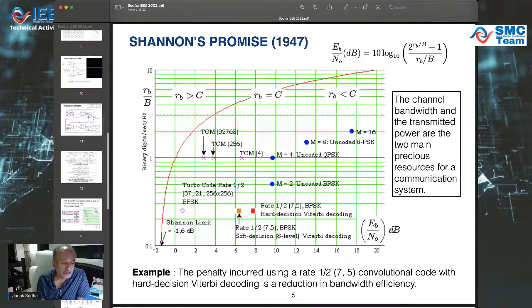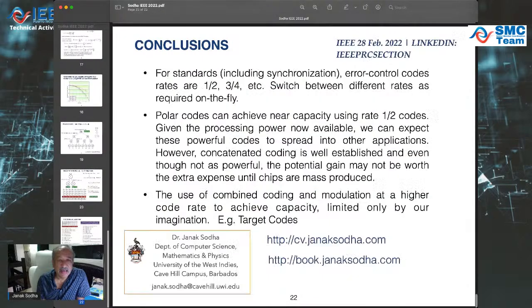And so what I'm trying to say in this last slide is that for standards, which include synchronization, error control codes have found themselves becoming rate half, rate three quarters. And what we do is we switch between the different rates of rate half and three quarters on the fly. They've become standardized, and you're able to use the same piece of equipment in various parts of the world.